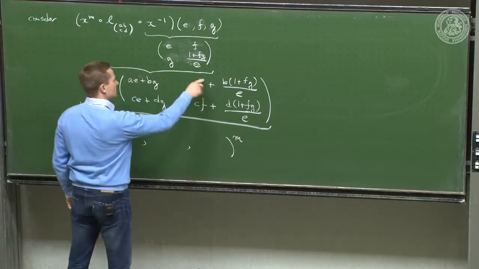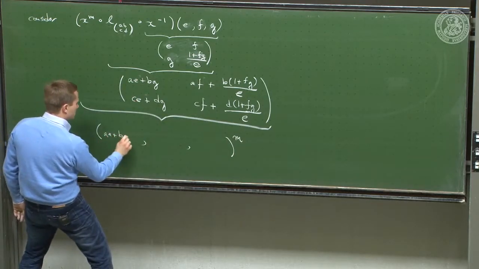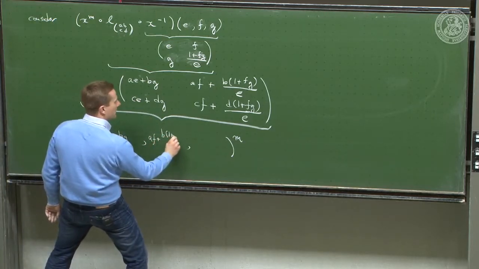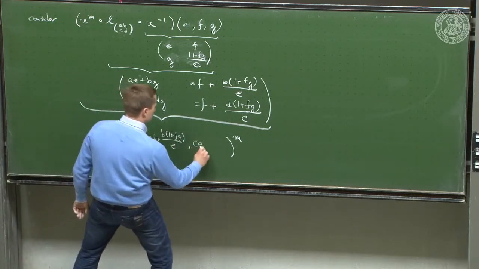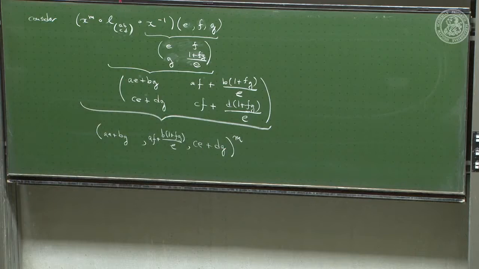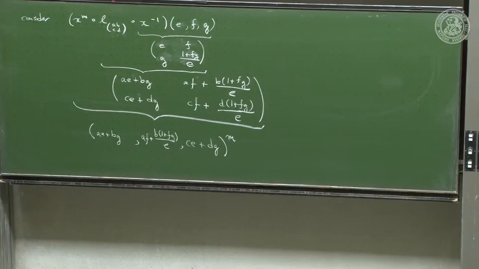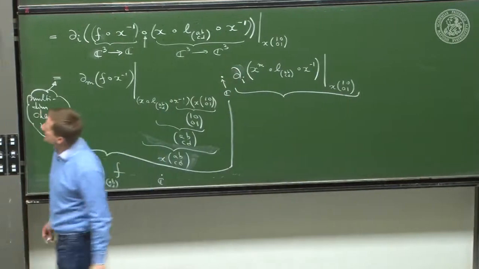Well, the x takes this one, and this one as a coordinate: AE plus BG, AF plus B1 plus FG by E, and CE plus DG. Good. What do we do with this? Well, this guy is to be differentiated with respect to the ith entry it has, and then evaluated here. So let's do that.